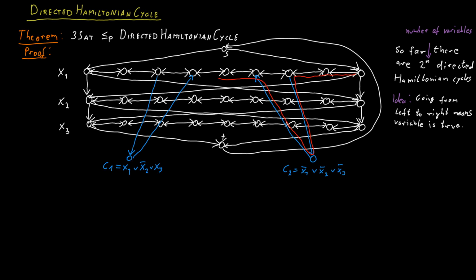But if we go from left to right, this is not possible because we would need to visit the clause from the right vertex of that pair. But then we wouldn't be able to go back to the line because the only way back is using the other directed edge, which leads us to the left vertex of the pair, which we've already visited previously. So we would visit that vertex twice, which is not allowed in a cycle.